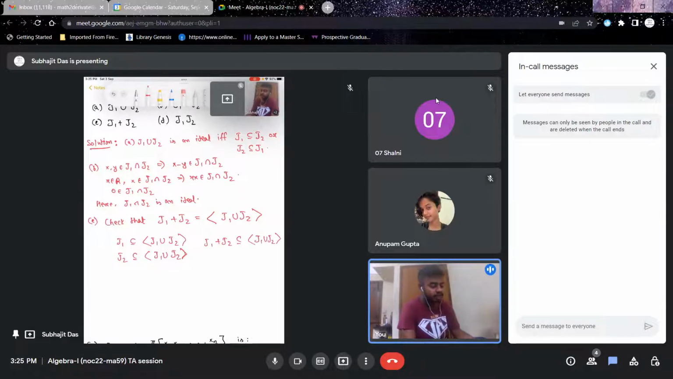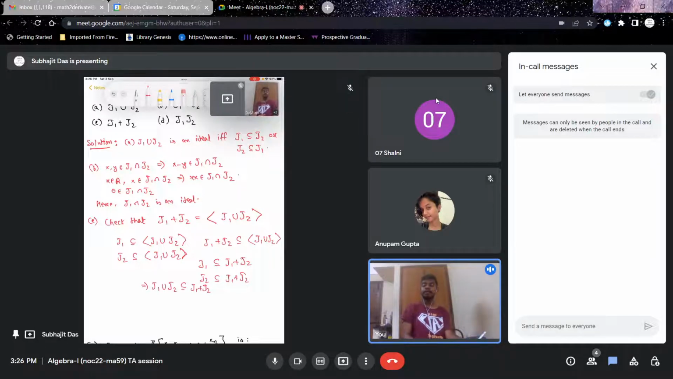And what is the converse direction? So J1 is contained in J1 plus J2, right? We understand what J1 plus J2 is, by the way. It is the ideal of all elements of the form x plus y, where x is in J1 and y is in J2, right? That you understood, which is why I didn't bother to write the description. So anyway, J1 is contained in J1 plus J2 and J2 is also contained in J1 plus J2, which means that J1 union J2 is contained in J1 plus J2, right?